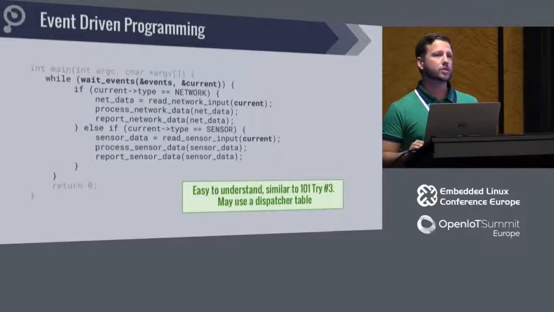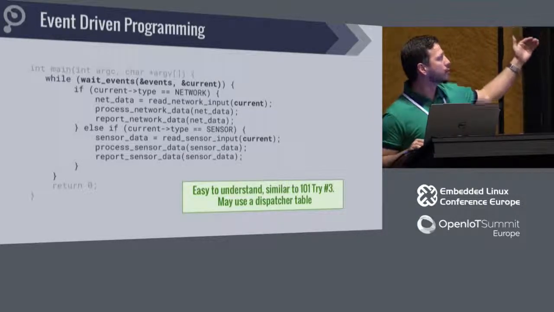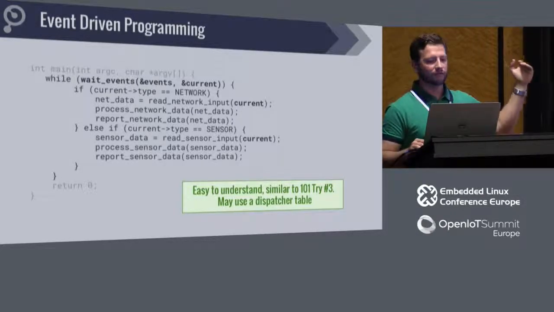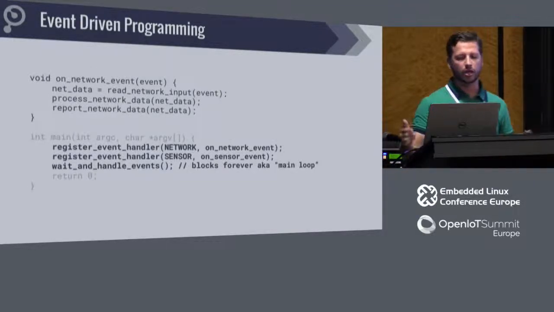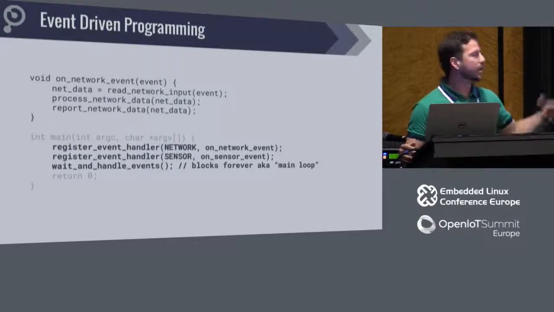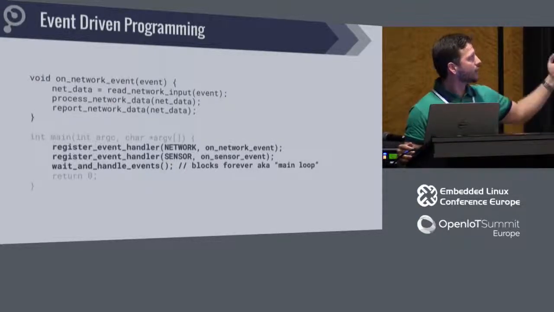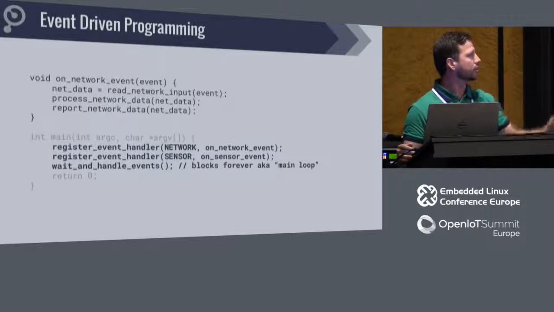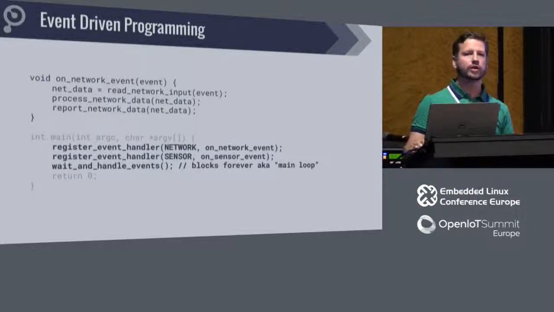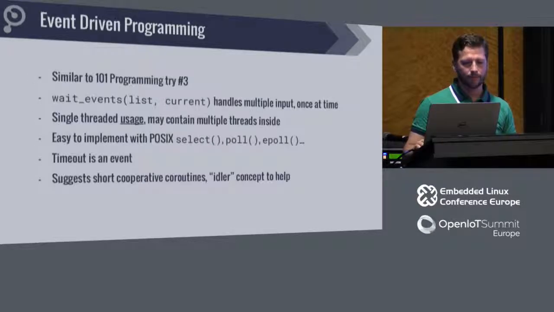You may even use a dispatcher table. Here it is all explicit, so if my current event is network, I do this. If my current event is sensor, I do that. Okay, you may convert this to what we are used to in GTK, Qt, EFL, like register event handler. When there is a network event, you call that function. When there is a sensor event, you call that other function. It's very easy to understand and people like it. Okay, because it's very similar to 101, so they are used to that.